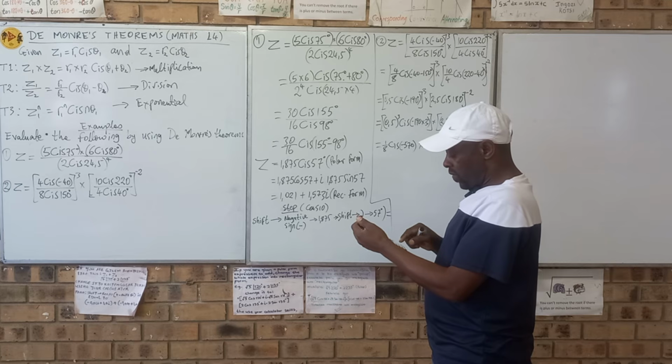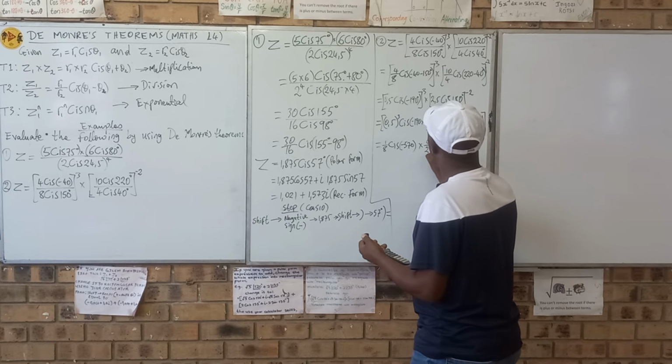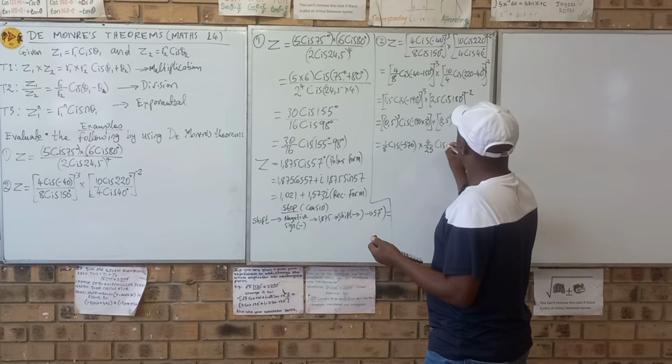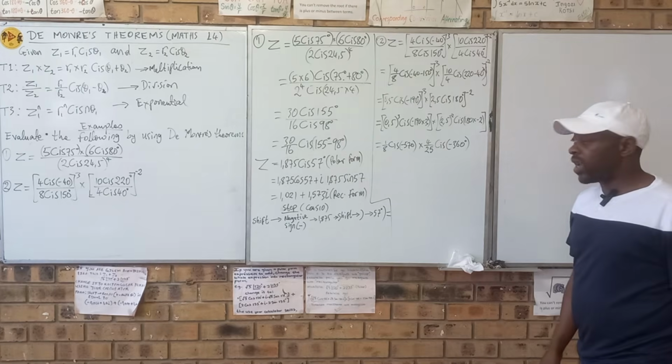2.5 exponent negative 2. So that gives us 4 on 25. Then we take 180 times negative 2, which is negative 360. So you see how gradually the problem is breaking down.